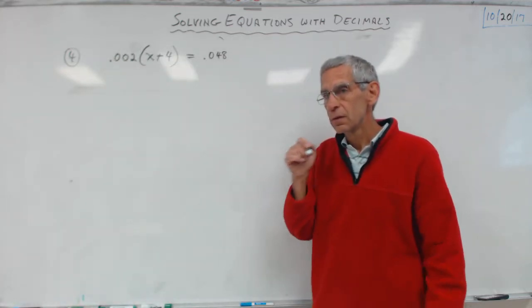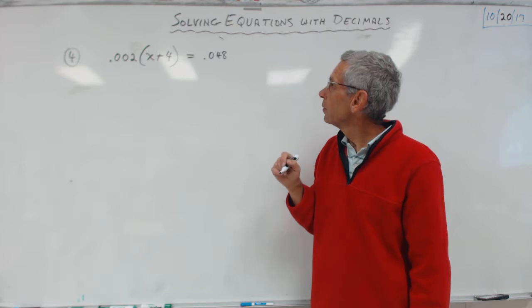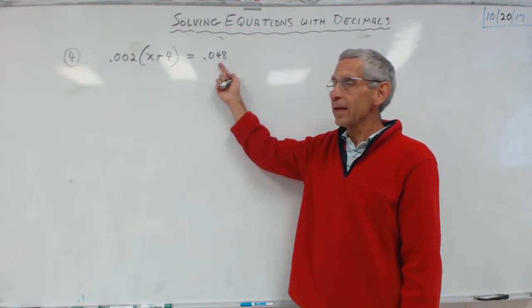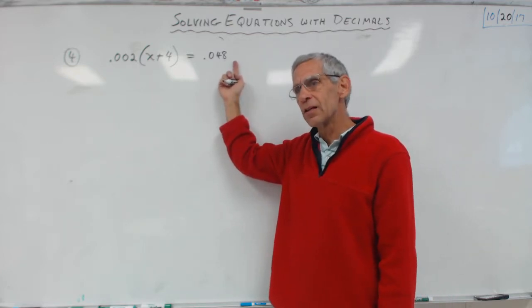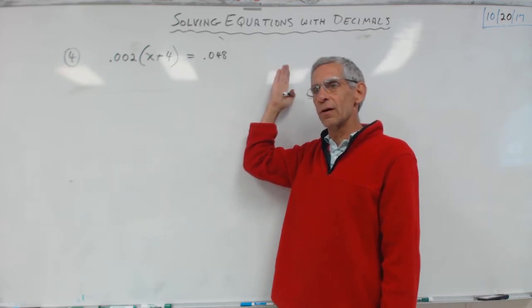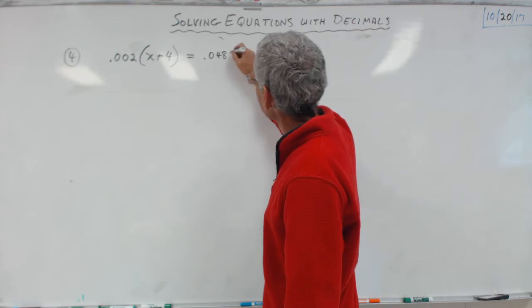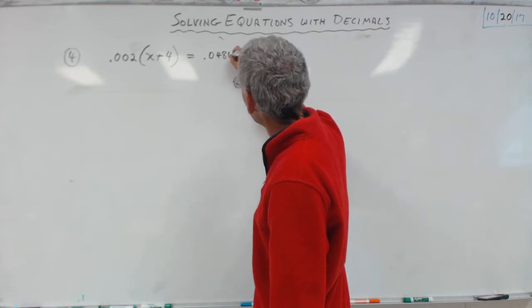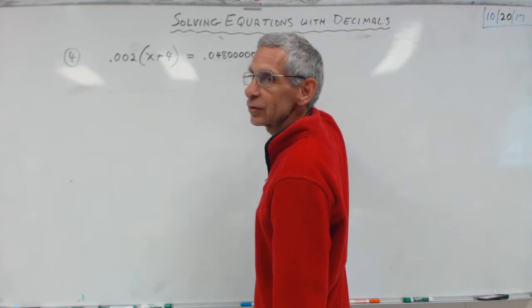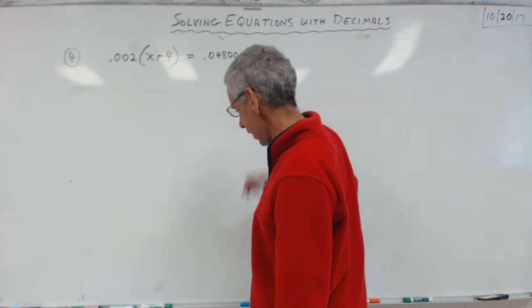Did you take away a 0 from each? I can't do that. The only time I can do that is if it's to the right. You know what I'm saying? Because 0.048 is the same as 0.04800000. You can put as many zeros as you want to.